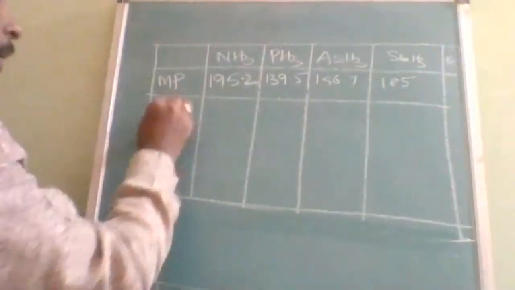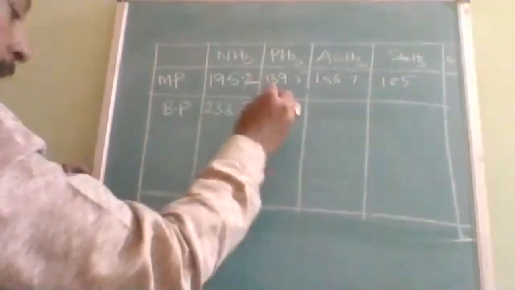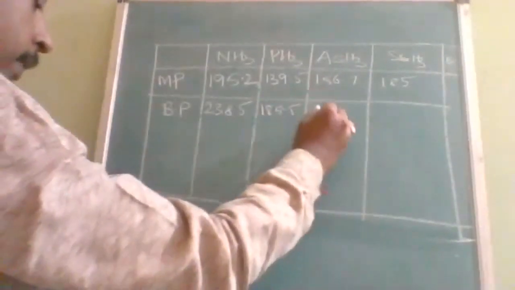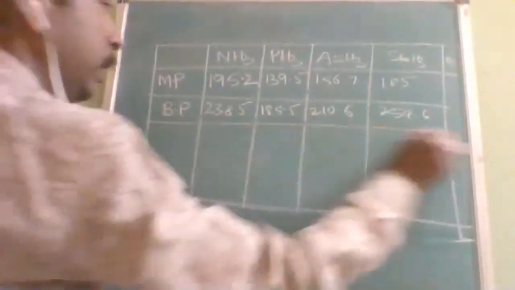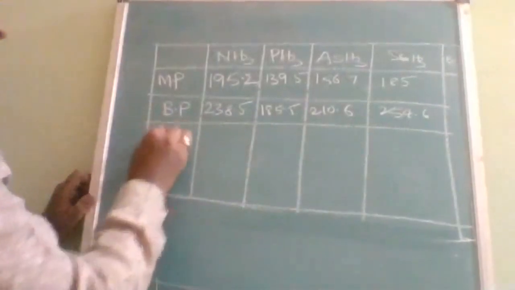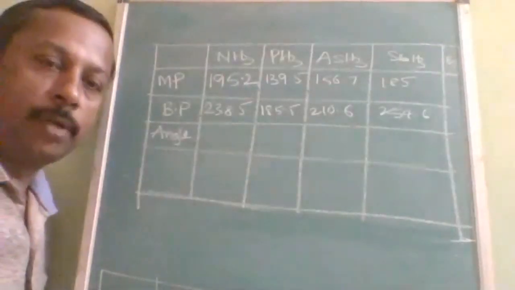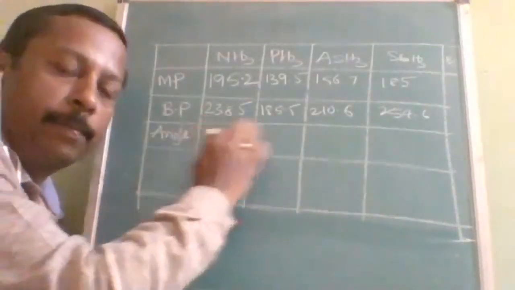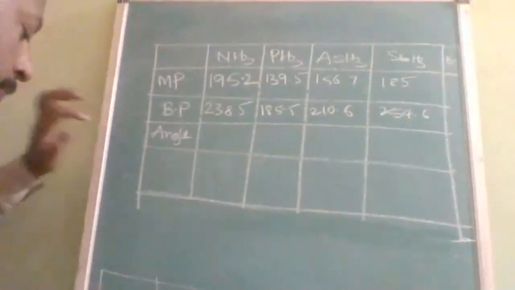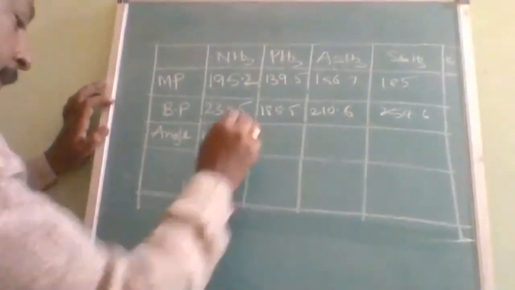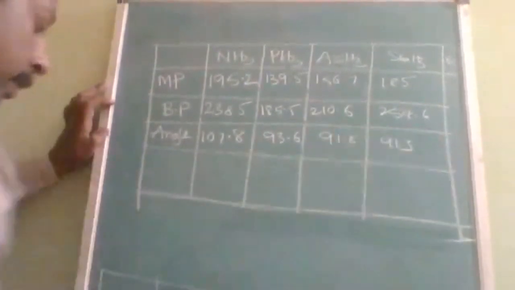Next, boiling points are given as 238, 238.5, 188, 185.5, 210.6, 254.6. These I am writing as per the NCERT. But questions will not be these values. The main problem is that people are not able to understand how to study. They keep on mugging up, and in the examination they forget the values. So how to study and memorize this, I am going to tell you. 107.8, 93.6, 91.8, 91.3.